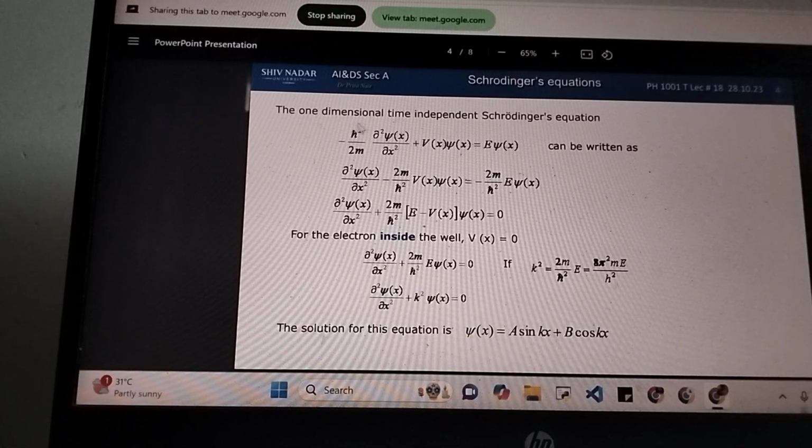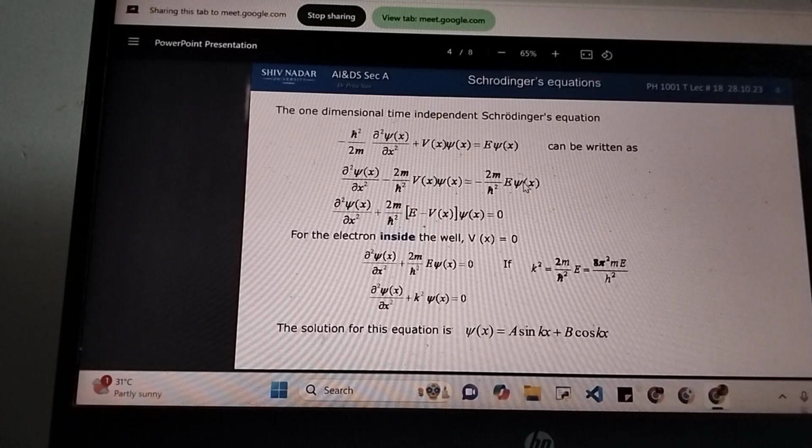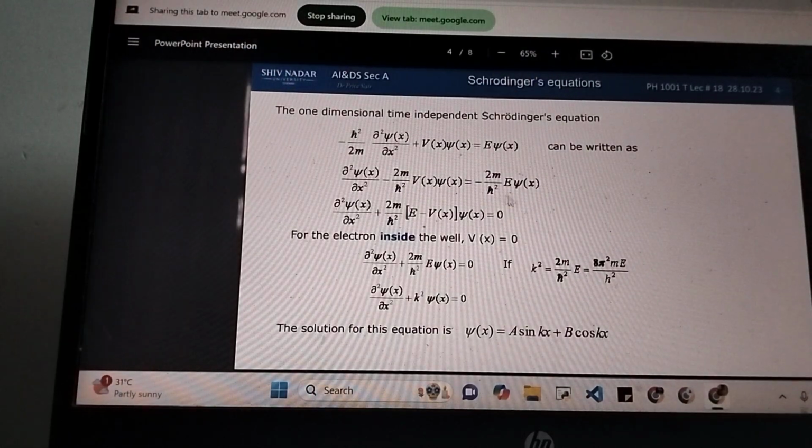So we take this equation and multiply by 2m by h cross squared. We get this equation, and then we bring E to the left side and do some basic regrouping of terms. You're bringing everything to the left side and making the right hand side equal to 0. You get the second derivative of psi of x with respect to x plus 2m by h cross squared times E minus V of x times psi of x equals 0.